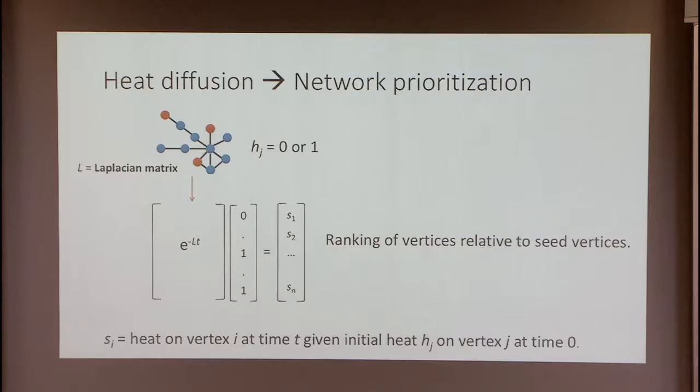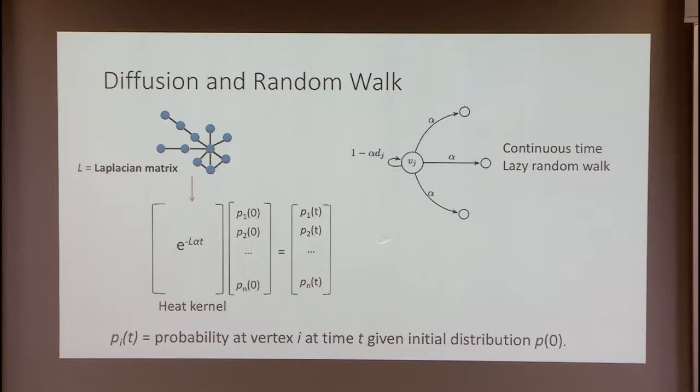But some of you might be thinking, Ben, I've read about network prioritization and network propagation, but it's not heat. They use a random walk. It's supposed to be a random walk. Well, in fact, it's the same thing most of the time, as some of you know. This heat equation is exactly the same equation you get if you did a lazy random walk on the graph, meaning at every time step with probability alpha, I pick one of the neighbors, and with the remaining probability, I stay where I am. And it gives me the exact same equation.